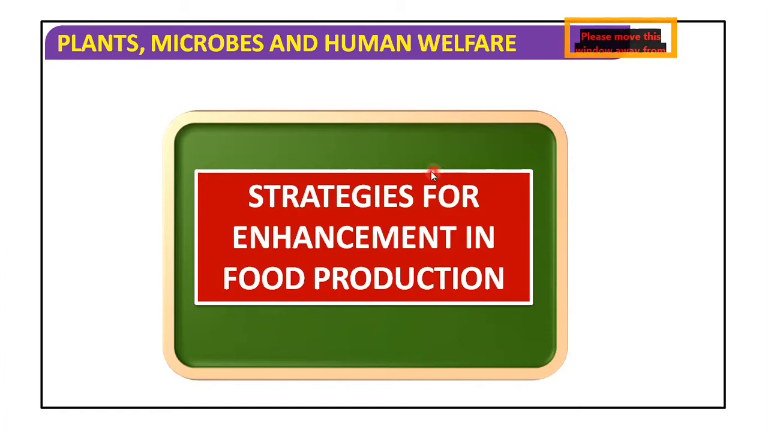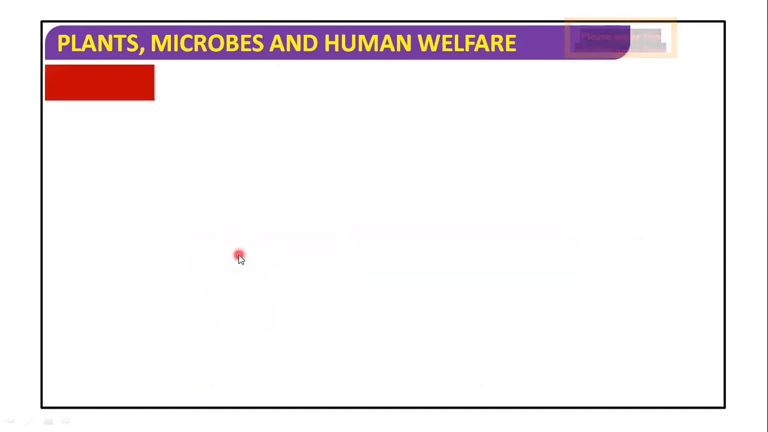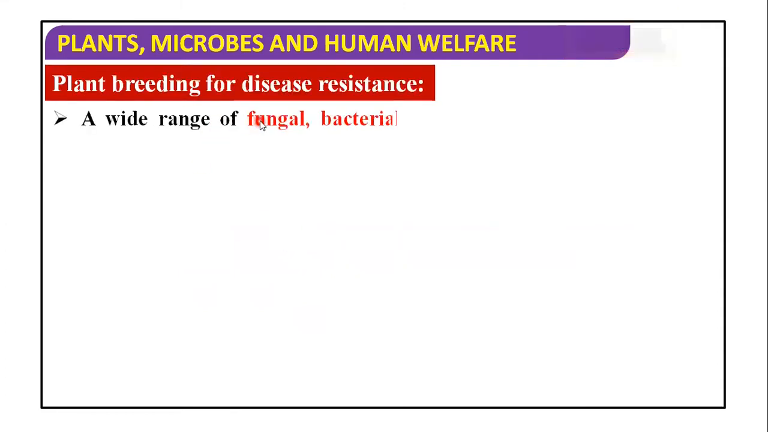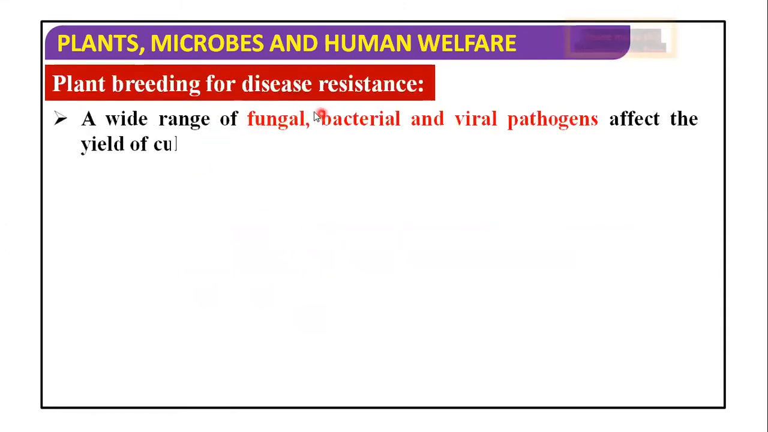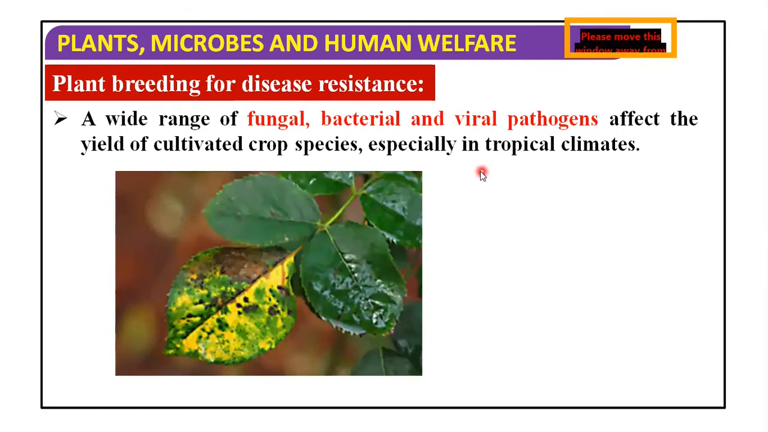Now we are going to learn about strategies for enhancement in food production and how plant breeding is helpful in disease resistance. So plant breeding is helpful in creating disease resistant plants. As we know, plants also suffer from many diseases like fungal, bacterial and viral diseases, and these can affect the yield of the crop and decrease crop production in tropical regions also.